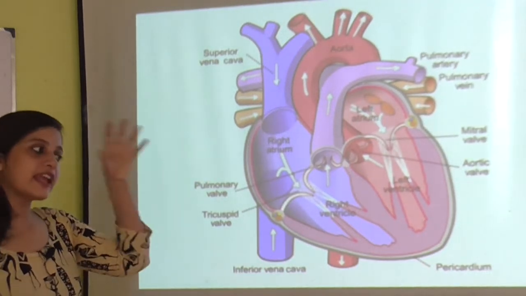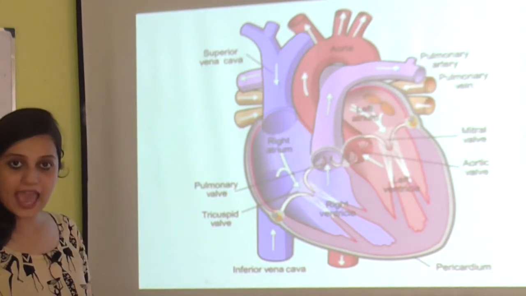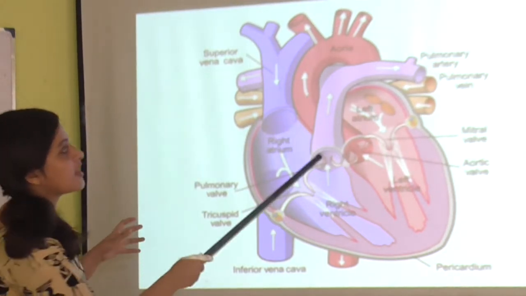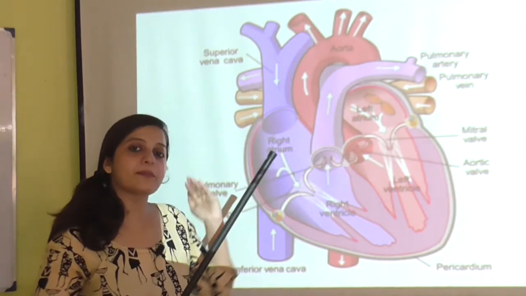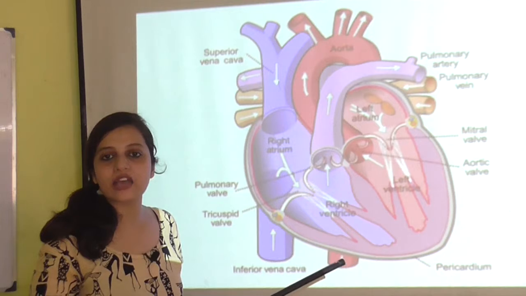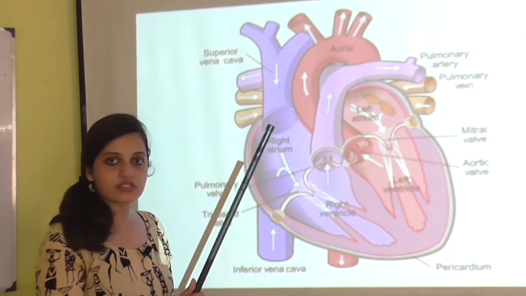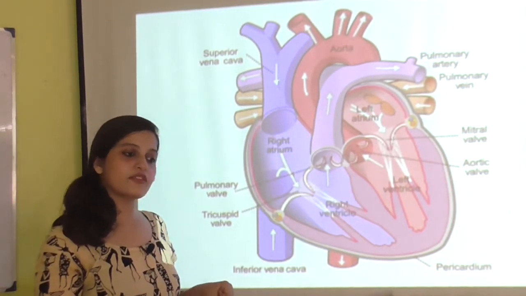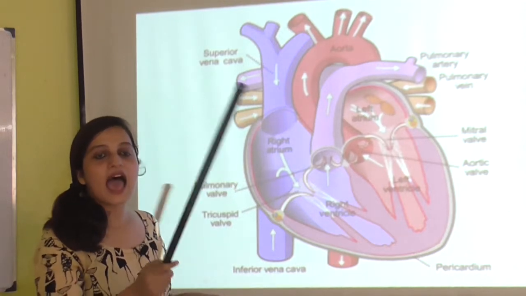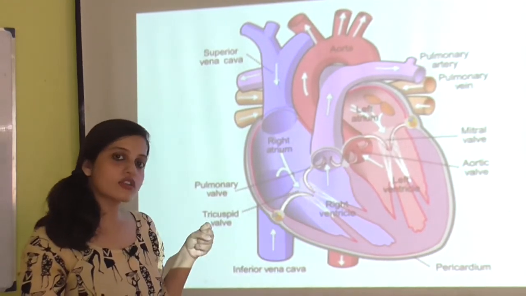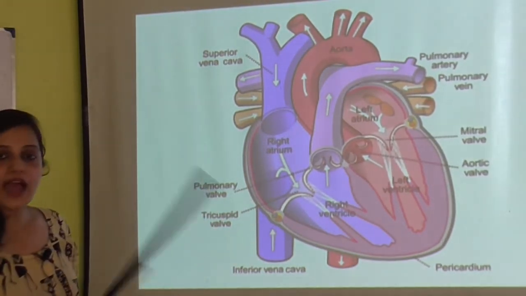So what happens here in the lungs? There are small air-like sacs. The vessel will go there and give off the deoxygenated blood. Deoxygenated blood means a lot of carbon dioxide is present. So it will give off the carbon dioxide and take the oxygen from the alveoli, from the air sac, and the oxygenated blood will return back to the heart.